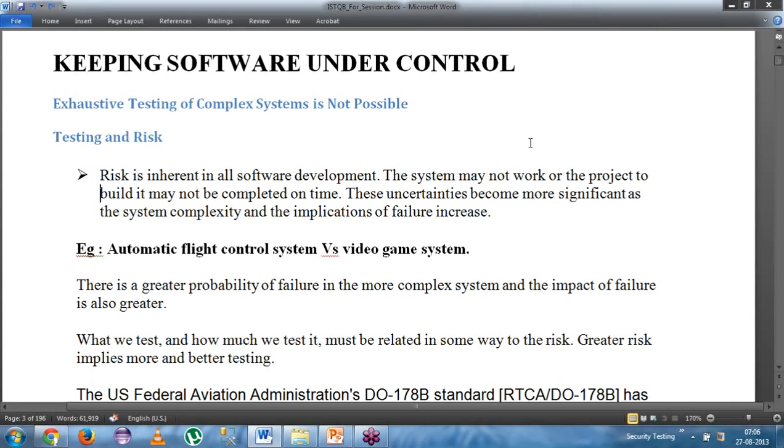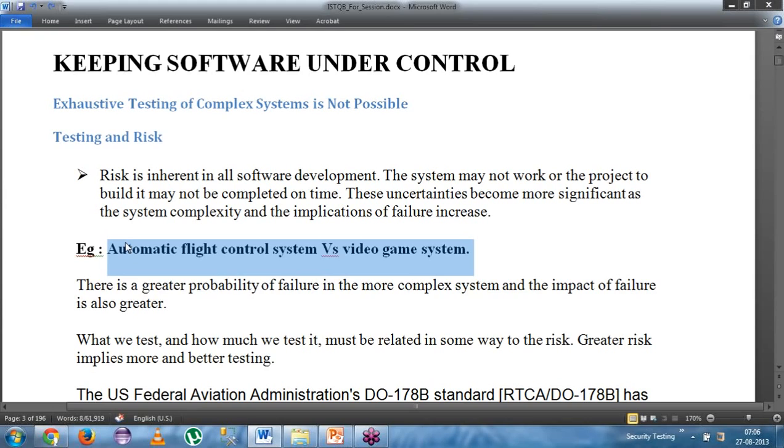Fine. So let's talk about this particular example, friends. This is really a good one. For example, you have an automatic flight control system or a video gaming system. Now what we will try to do is understand which one is more complex, which is more vulnerable, and in which scenario the stakes are high, the risk is high. So we need to understand the context here. This is why we need a clear demarcation between risk assessment and what we need to do when we have such complex systems.